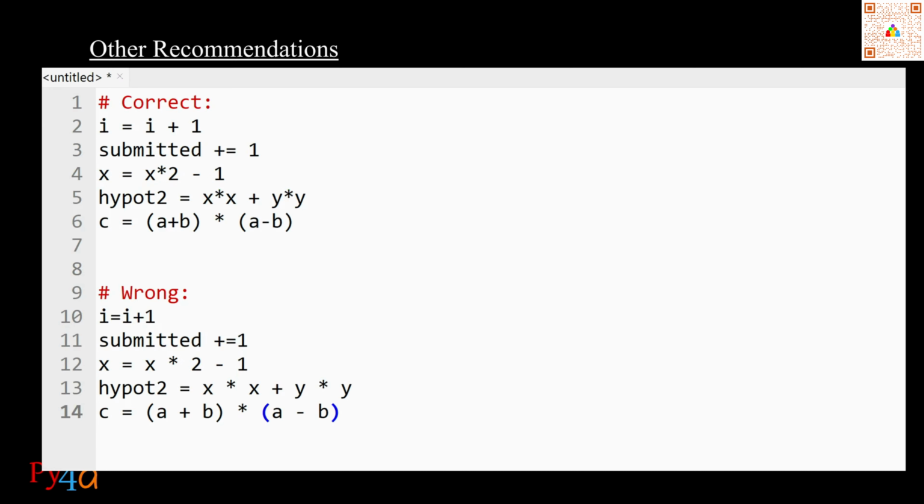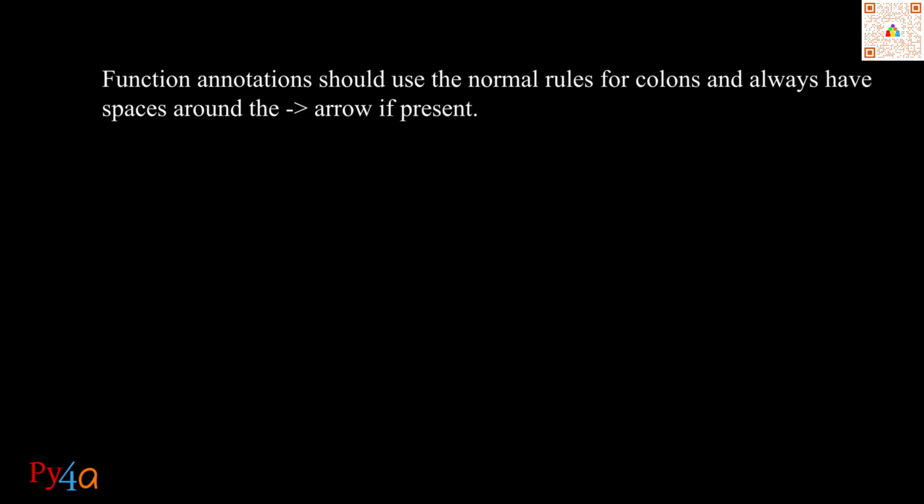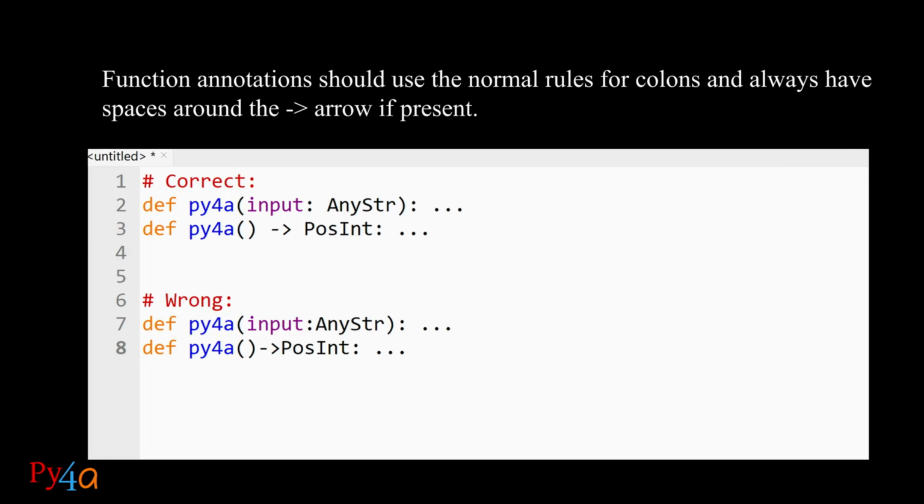Next, we look at function annotation. Function annotation should use the normal rule for colons and always have spaces around the arrow if present. Let's see a code snippet of this recommendation. Here, the right way of writing it is shown in lines 2 and 3, while the wrong way is shown in lines 7 and 8.